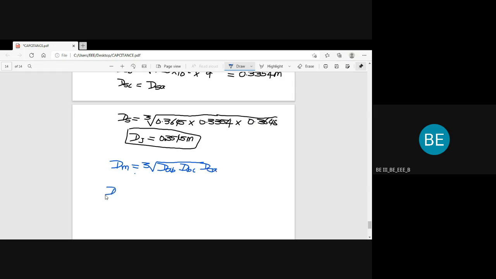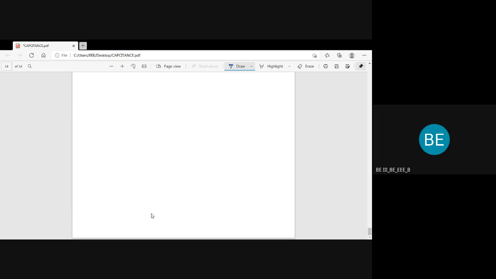So DAB we know, fourth root of DAB, DA'B, DAB', DA'B'. So we have to find out the distances of all those things. So first we will find the distance of DAB. So just to go to the picture.